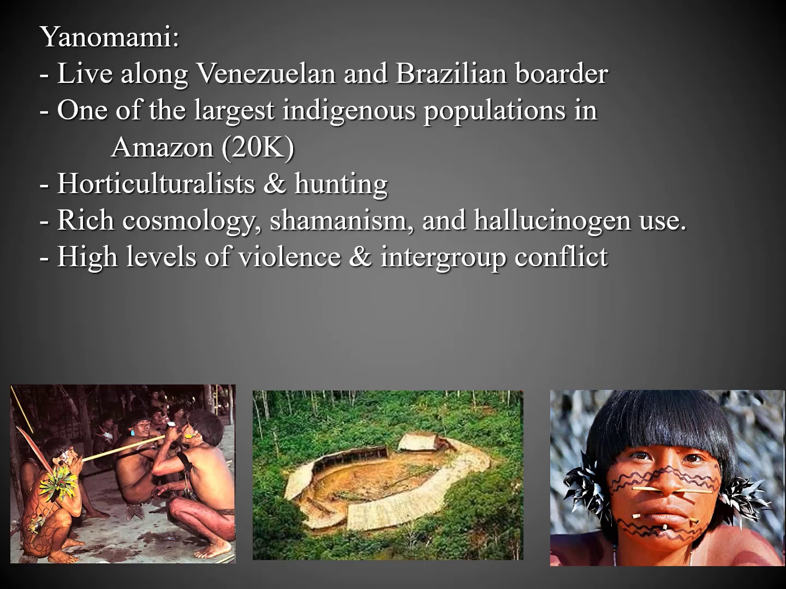The Yanomami, plural, live along the Venezuelan and Brazilian border in South America, mostly in the Amazon, in the tropics. They're one of the largest indigenous populations in the Amazon, numbering over 20,000. So it's not one united group, but they're broken up into several different villages and regional groups. They're horticulturalists, namely gardening. They also hunt. They have a very rich cosmology. Their beliefs and practices in the supernatural, what you would call religion, revolve around shamanism and also hallucinogen use, which we'll talk about with magic and religion and witchcraft after the spring break.